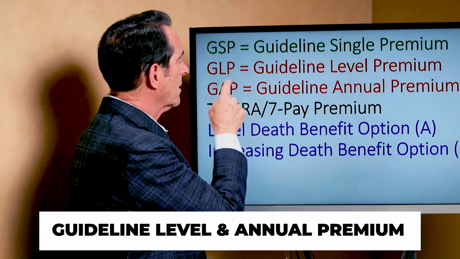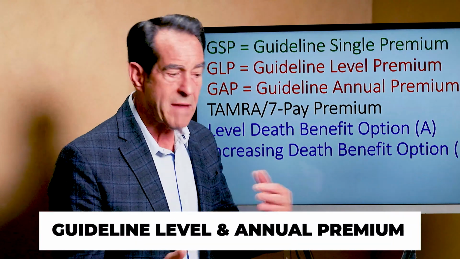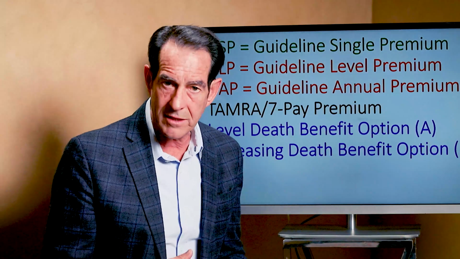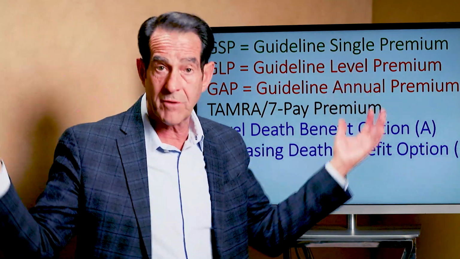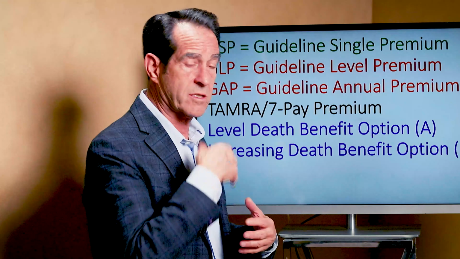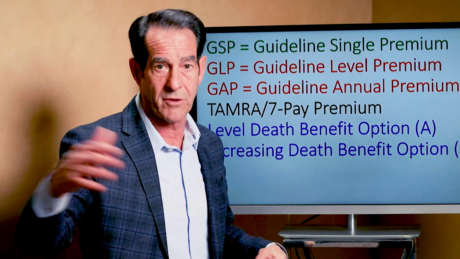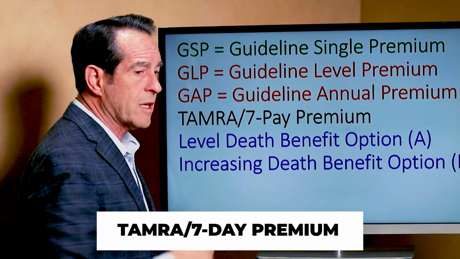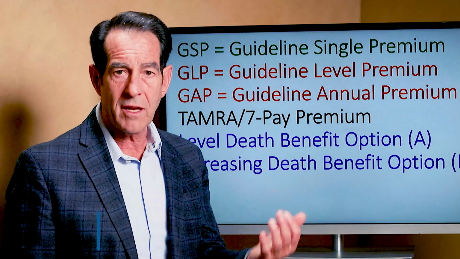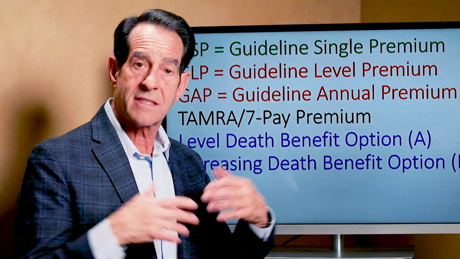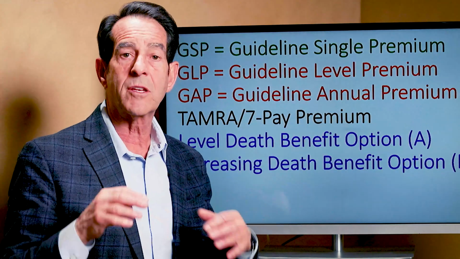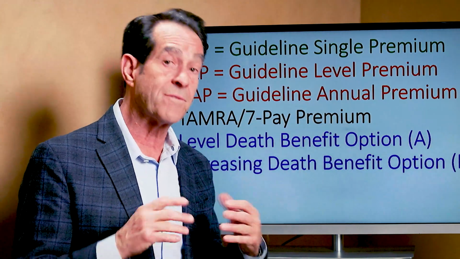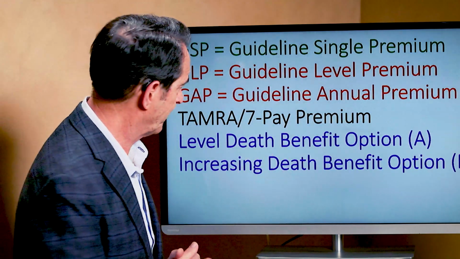The guideline level or guideline annual premium is the amount that you can put in on an annual basis for the rest of your life if you wanted to just sock away money every year for the next 20 or 30 years. TAMRA, I've just explained. You can put only that much into the policy, but with whole life, it's a 7-year period. With universal life, you can get the money in 5 years or even less, okay?